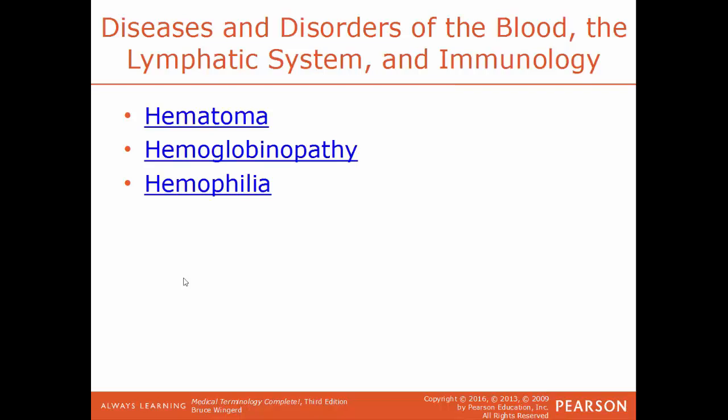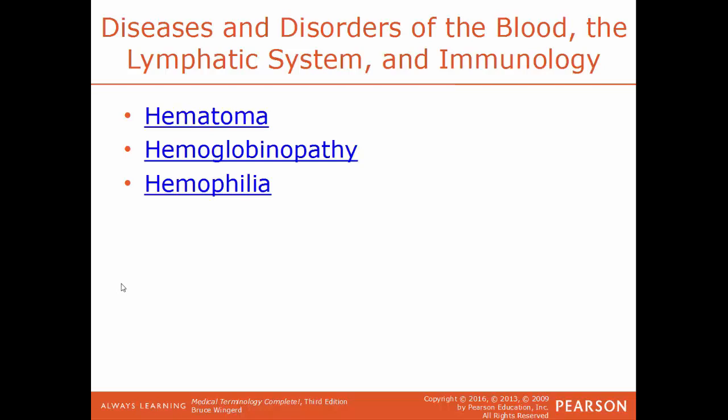Next one, hematoma. This is a solid swelling of blood within the tissues. Now, depending on where exactly it is will determine its name. So hematoma is a general term that references any swelling of clotted blood within the tissues. The next one, hemoglobinopathy. This is an inherited condition where there's an abnormal structure in the hemoglobin of the blood.